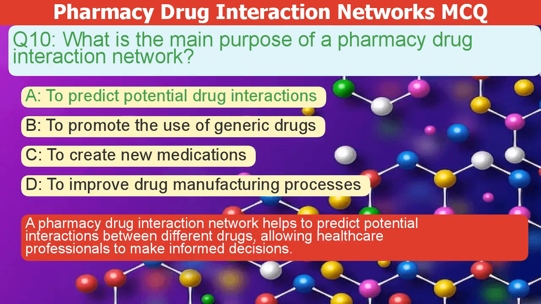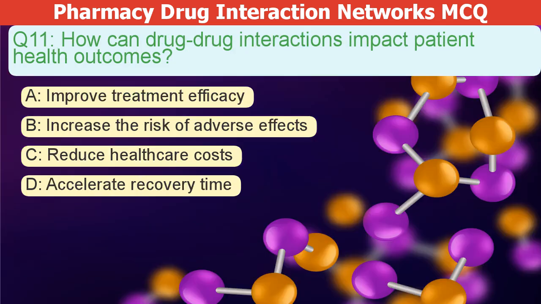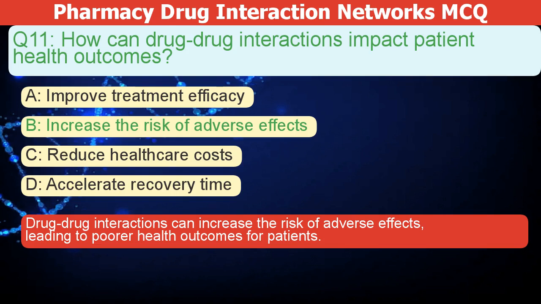A pharmacy drug interaction network helps predict potential interactions between different drugs, allowing healthcare professionals to make informed decisions. How can drug-drug interactions impact patient health outcomes? A. Improve treatment efficacy. B. Increase the risk of adverse effects. C. Reduce healthcare costs. D. Accelerate recovery time. The correct answer is B.